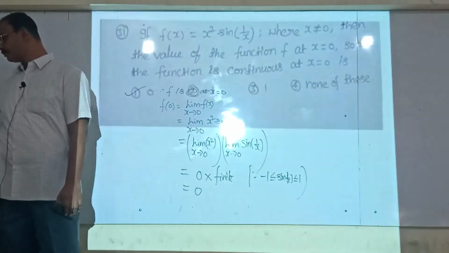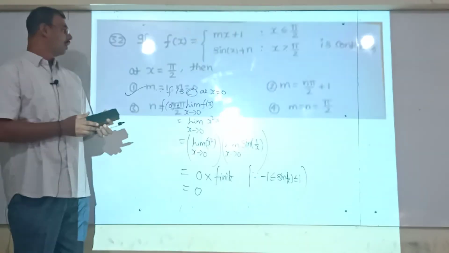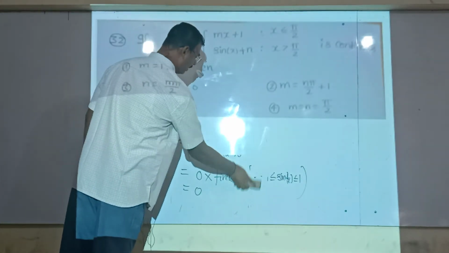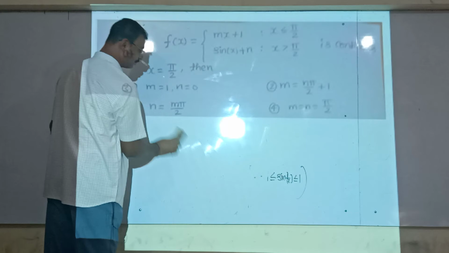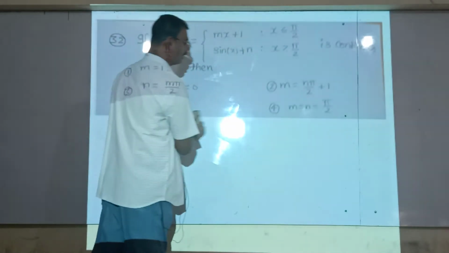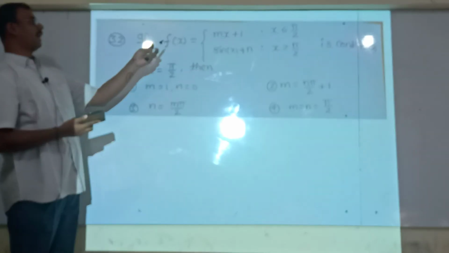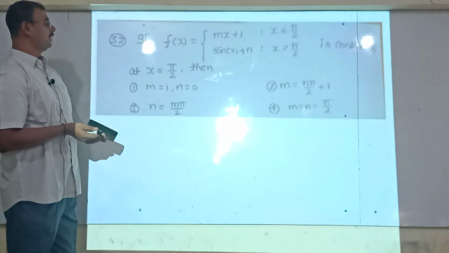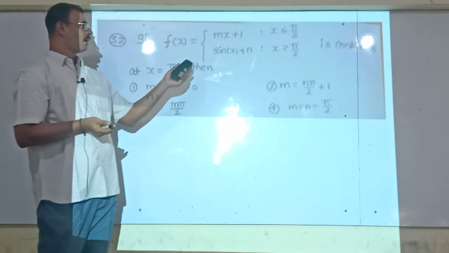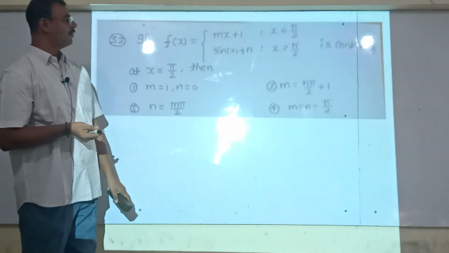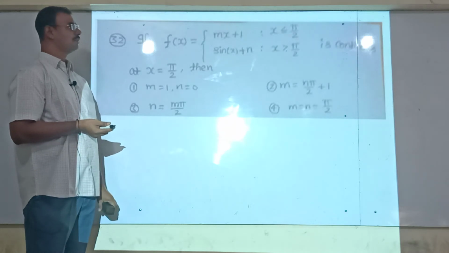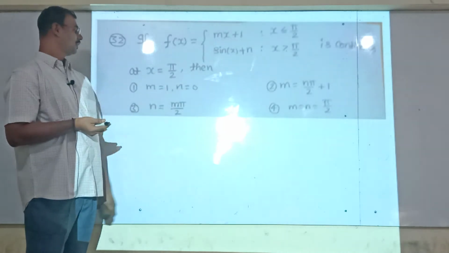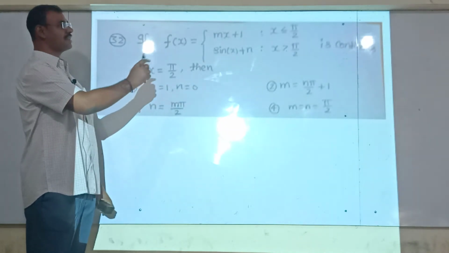Next question. See problem number 32. f of x is equal to mx plus 1 when x is less than or equal to pi by 2, and sin of x plus n when x is more than pi by 2, is continuous at x equal to pi by 2. Then what is the satisfying relation?